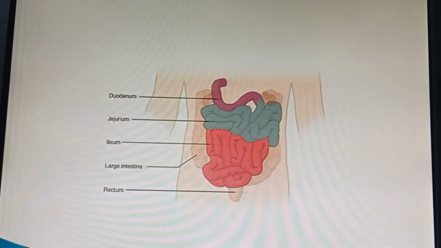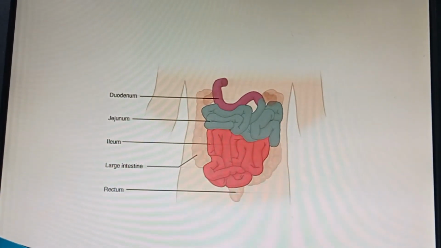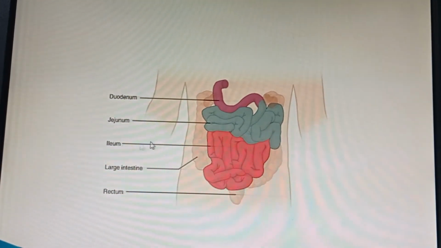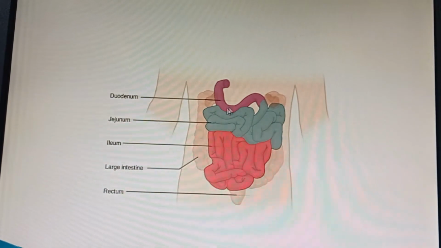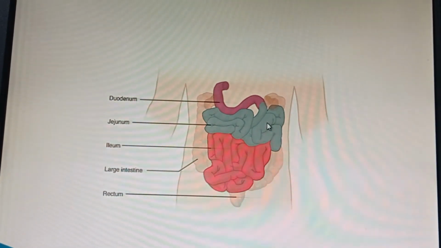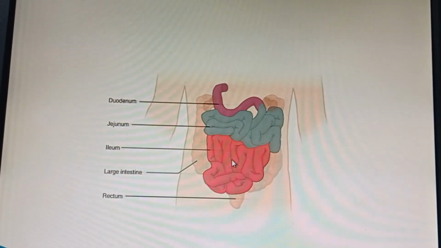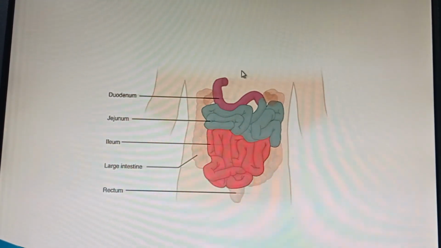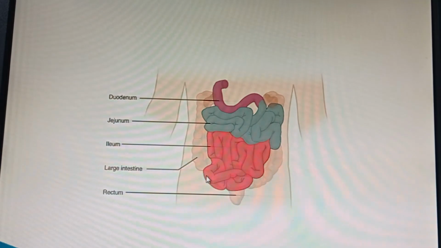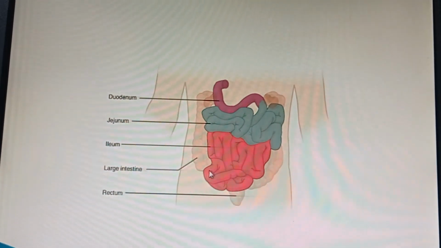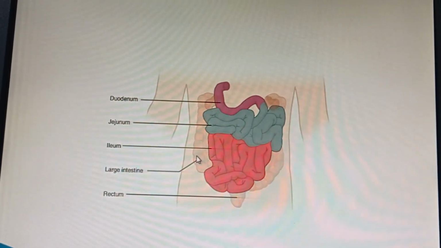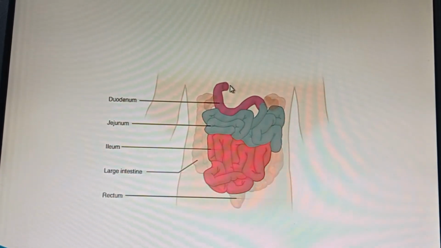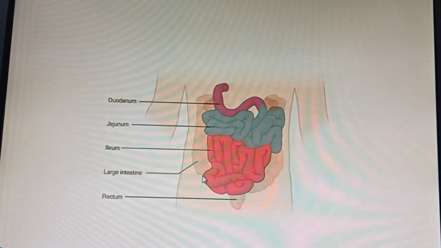In this video, we will discuss three parts of the small intestine: duodenum, jejunum, and ileum. This is the first part, called the duodenum, this is the mid part, jejunum, and the last one is ileum. From the upper end, the duodenum is connected with the stomach, and at the lower end, the last part of the small intestine, the ileum, is connected with the large intestine.